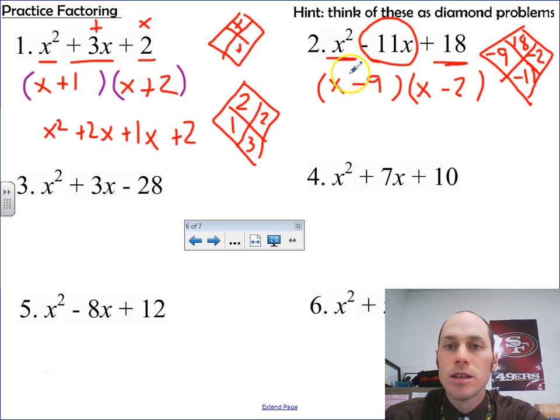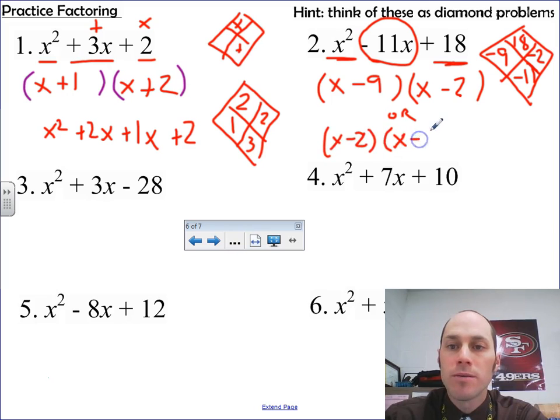Break it into those two factors that if I were to multiply these back together, I would get x squared minus 11x plus 18. Keep in mind, order doesn't matter. I could write this x minus 2 times x minus 9. Remember, multiplication is commutative. Order doesn't matter. So why don't you pause the video and solve numbers 3 through 6 on your own. Restart it when you're ready.